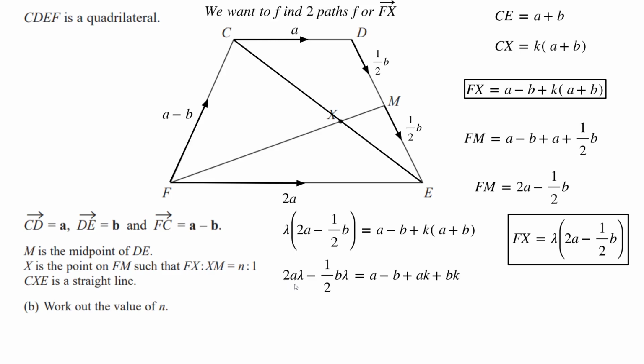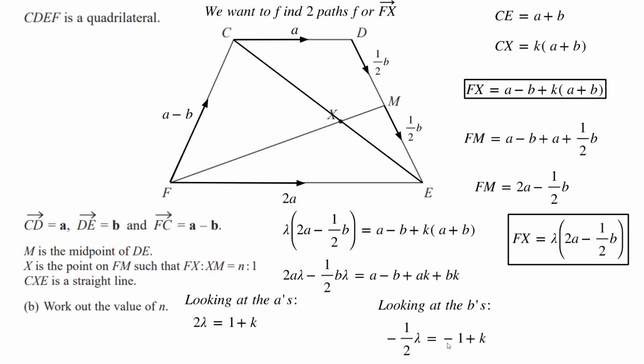The coefficient of A here is 2 lambda. The coefficient of B here is minus a half lambda. The coefficient of A here is just 1. Okay, so let's look at the A's first. Let's look at the coefficients of A. So here we've got 2 lambda equals 1 plus k. Okay, those are the coefficients of A. Now let's look at the B's. Well, we've got minus a half lambda equals minus 1 plus k.